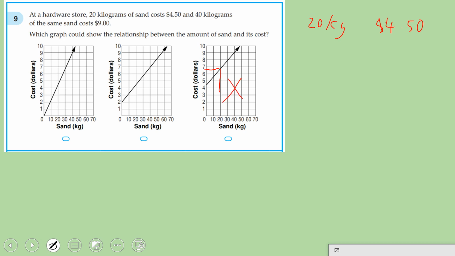So it's definitely not this one, big cross. So now we'll look at the next thing. Then 40 kilos can be $9. This first one, 40 kilos. Yep, that's right on $9. This looks to be the right answer. Let's confirm. What does this second one say? 40 kilos, $7. No good. We wanted 9. So it is the first one.